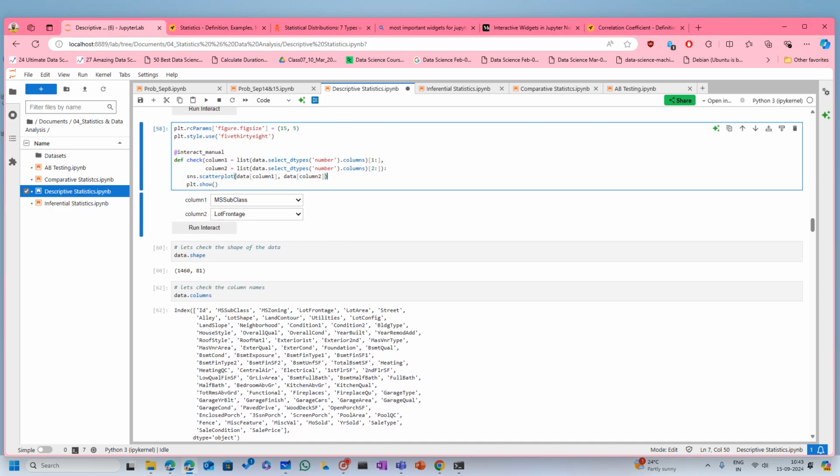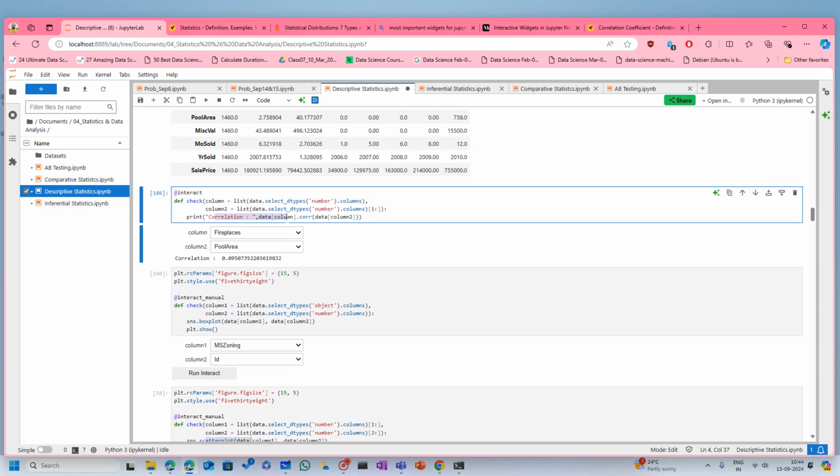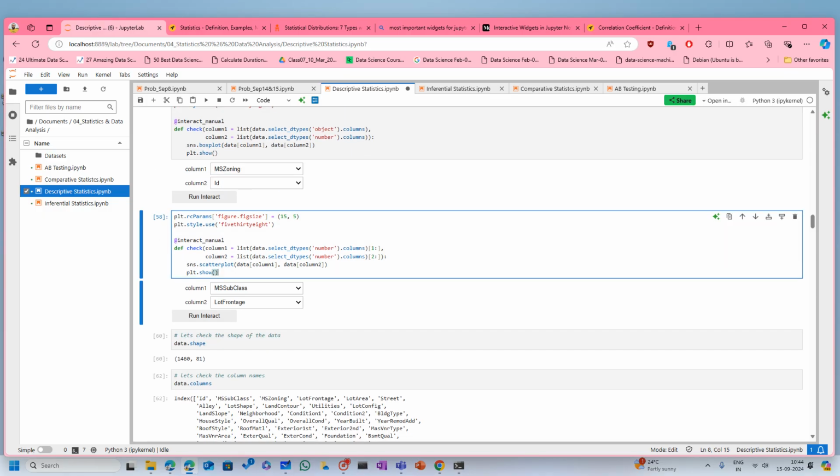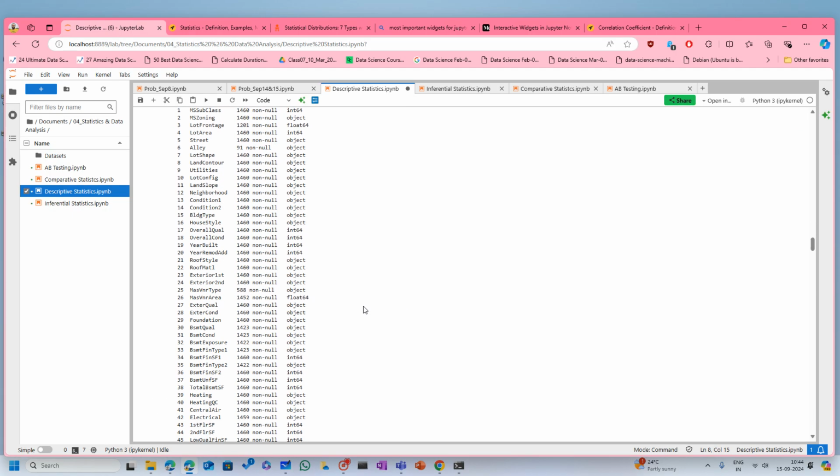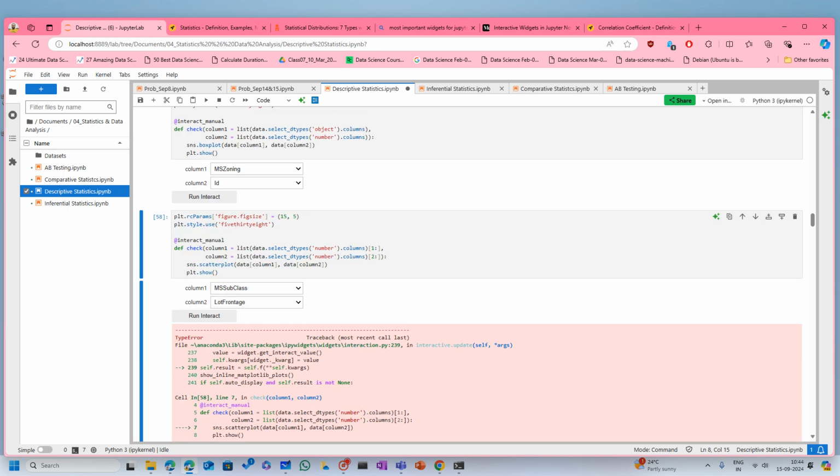Again for the numeric ones, they have calculated a scatter plot here. Here they are calculating the correlation, and here they are doing the scatter plot. I don't know why it's not running, but that's okay. I will plot the scatter plot separately. Don't worry about this.